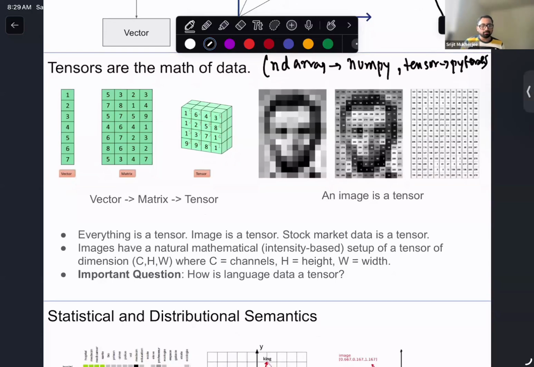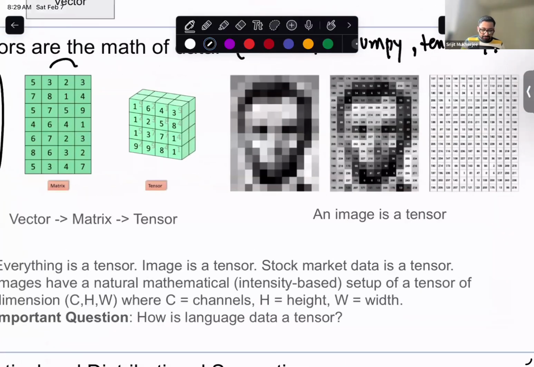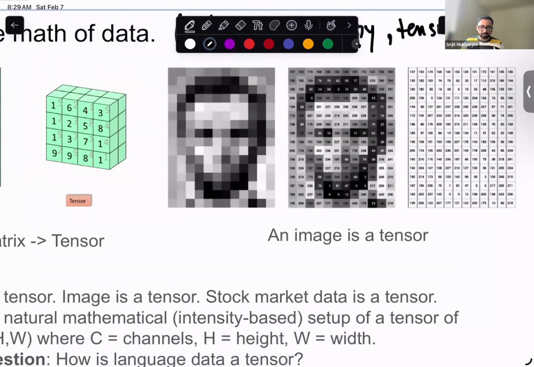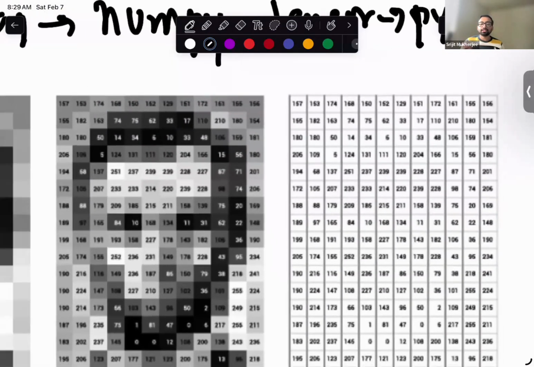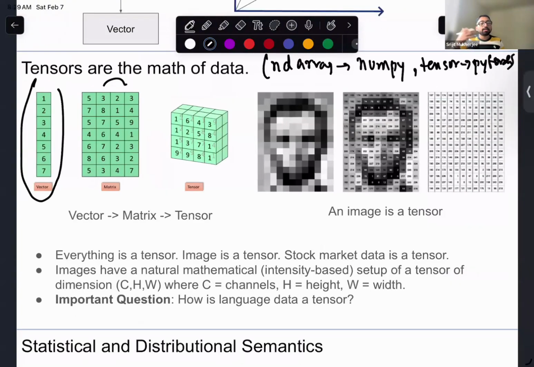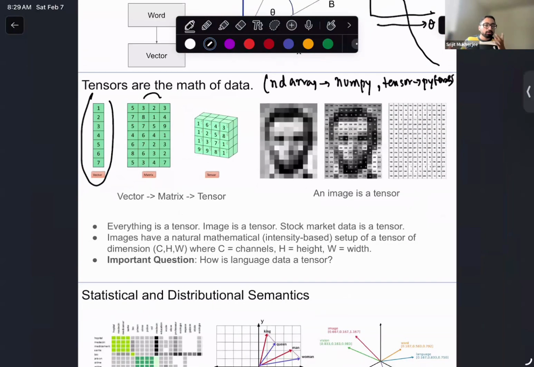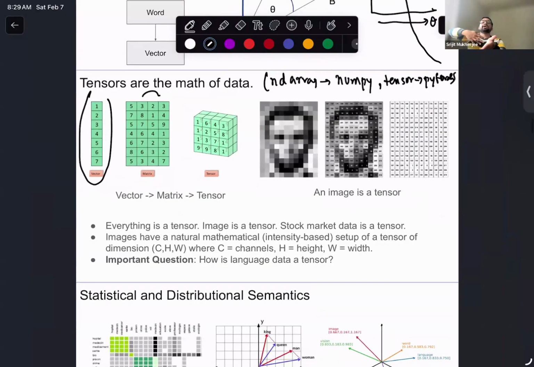So tensors are the math of the data, and that's how you represent vectors and matrices. As I said, in an image, each pixel is a number between 0 to 255, and that's how it finally looks like. It's a matrix. And when it's a colored image, it will be a three-dimensional matrix. Now imagine if it's a video. If it's a video, then that's a three-dimensional matrix with another time dimension. That's a four-dimensional matrix. So it's called a tensor, right?